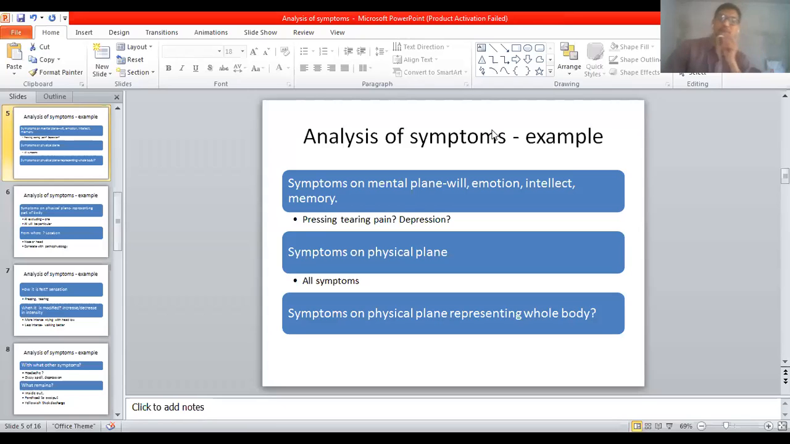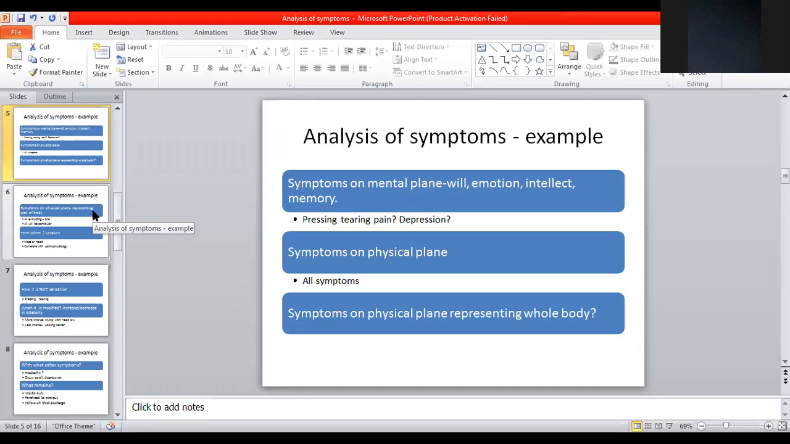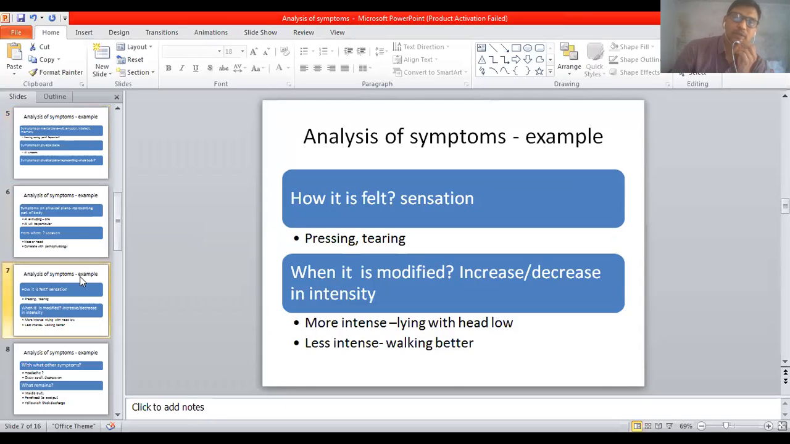Okay. So in the previous week we were studying this analysis of symptom. We have studied the steps of analysis of symptom, and we have taken one case, and in that case we have understood what the symptoms are. We had made a list of symptoms, then we understood what the symptoms on the mental plane are, what the symptoms on the physical plane are, then symptoms representing the whole body, and symptoms representing a part of the body.